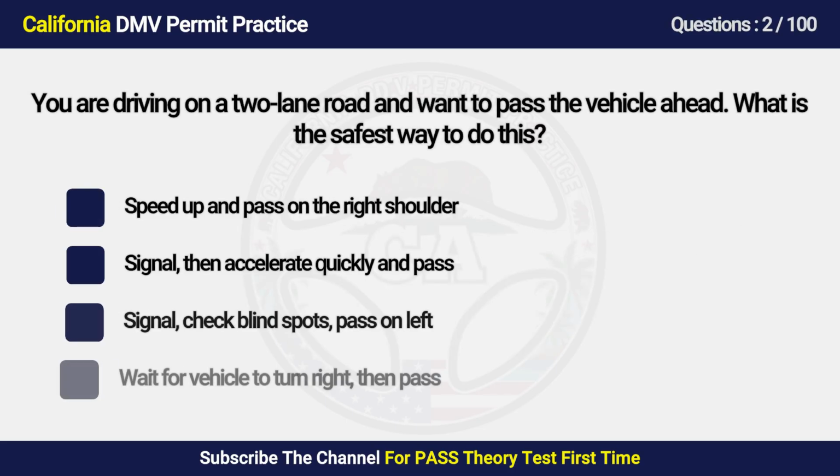Question 2. You're driving on a road and want to pass the vehicle ahead. What is the safest way to do this? A. Speed up and pass on the right shoulder. B. Signal, then accelerate quickly and pass. C. Signal, check blind spots, pass on left. D. Wait for vehicle to turn right, then pass.